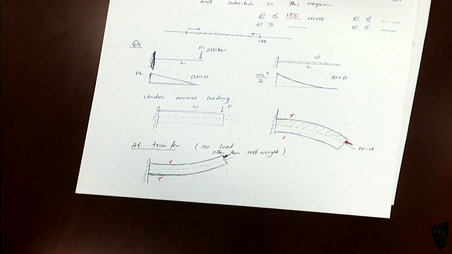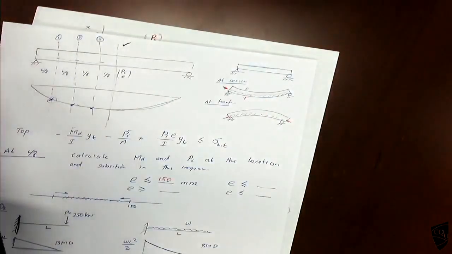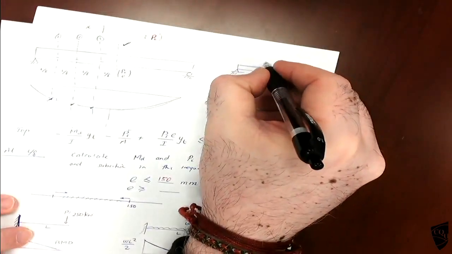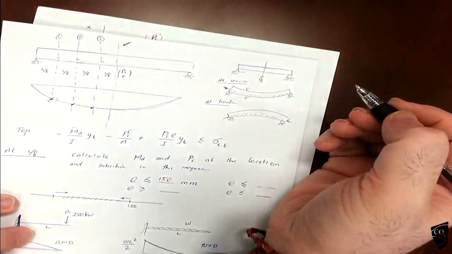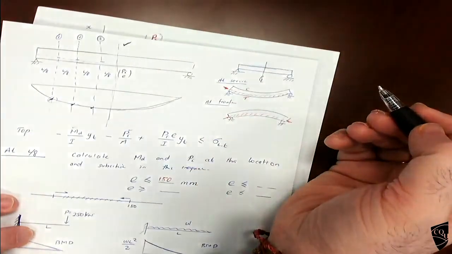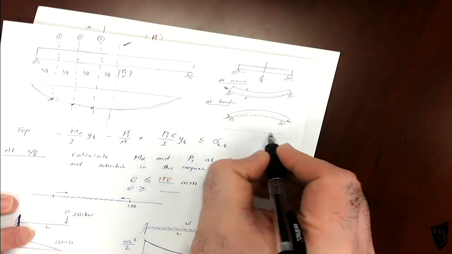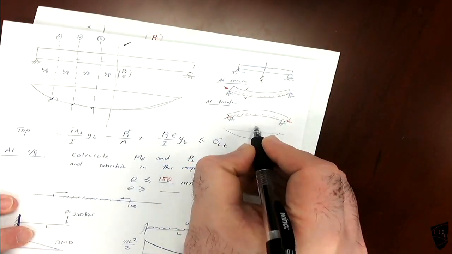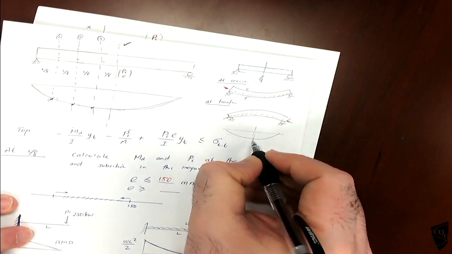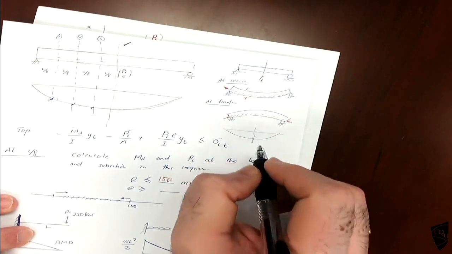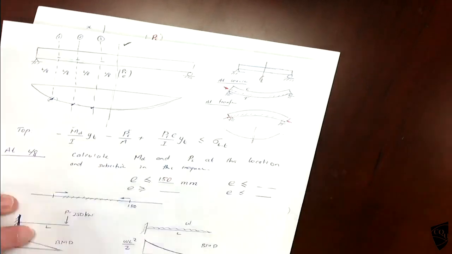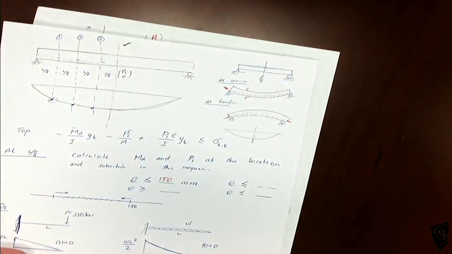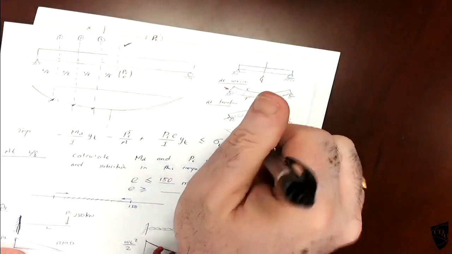Clear? So now, which is the critical section? In this one, we look at the middle section, because the bending moment diagram is like this, maximum is here. So the critical section is in the mid span because that has the largest bending moment.